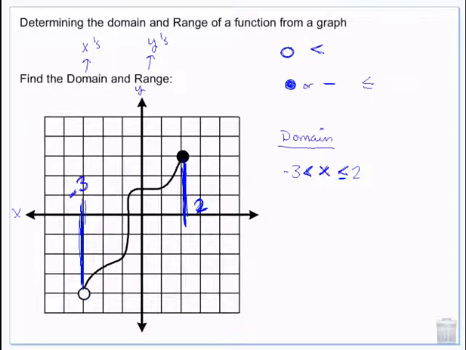For the range, which is y, I start from the bottom because that's my smallest. So for x, I start this way. For y, I go this way. Here's my smallest y. So I have 1, 2, 3, 4. That's negative 4. Here's my biggest y. So that's 1, 2, 3. Positive 3. So I have negative 4, it's an open circle. This is a closed circle. Positive 3.